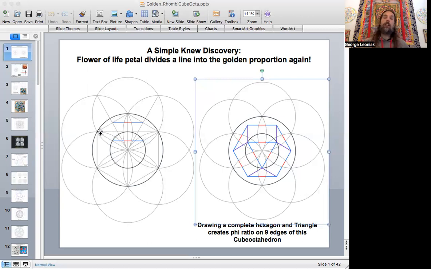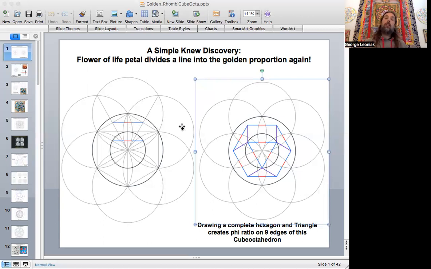Similarly, on the other side, if we just draw a simple hexagon around here, and then we draw a connecting line as if we were making another hexagon in there, it will maintain the same proportion as the lower one, also blue being 1, red 0.618. The ratio between those two would be 0.618.